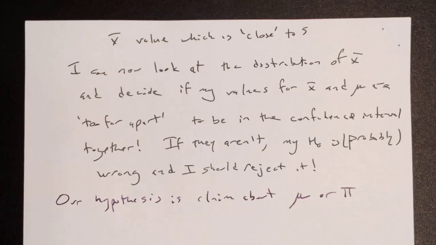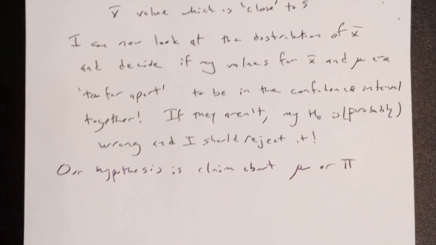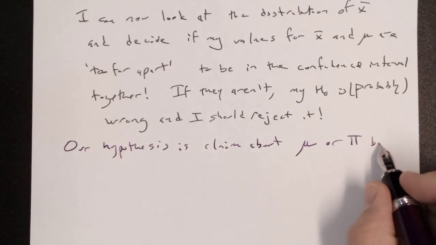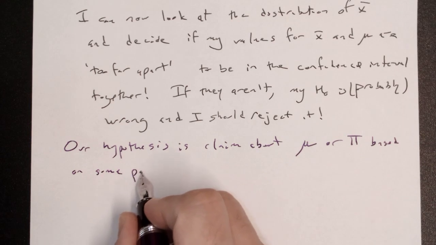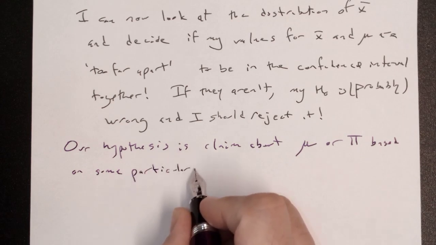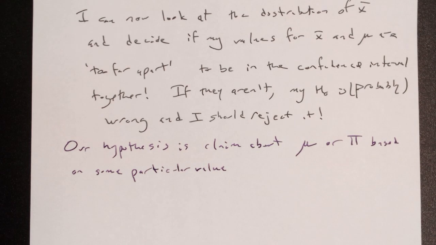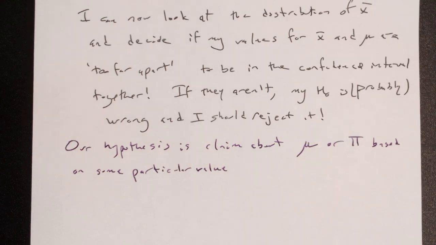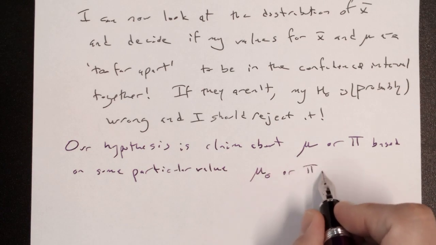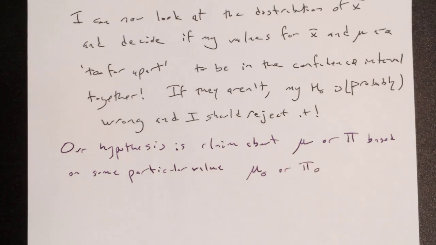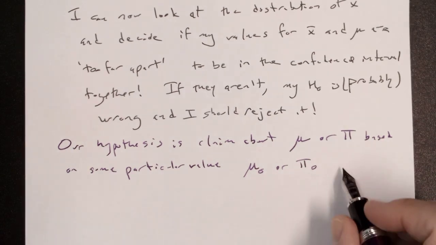So we're going to make our hypothesis based on our claim about our mean or our proportion for the population based on some particular value. Most of the time, we're just going to call this the null value. So I'll call it mu sub 0 or pi sub 0. In the problem I was just looking at, I picked 5. And again, that's our benchmark.